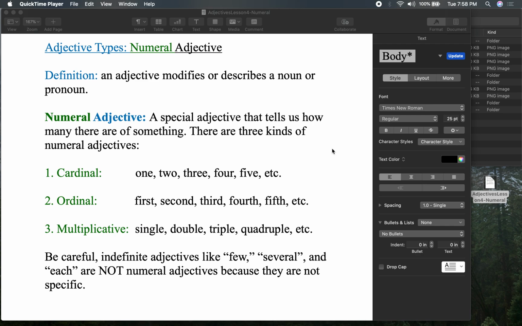Be careful, however, indefinite adjectives like few, several, and each are not numeral adjectives because they are not specific. Numeral adjectives are defined by being specific. In fact, there's a subset of indefinite adjectives that are indefinite numeral adjectives, but we're not going in that depth. Let's stick to the basics with the numeral adjectives that are very specific about numbers, how many there are of something.